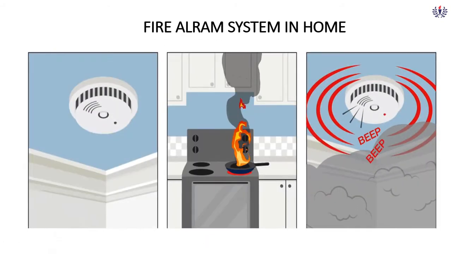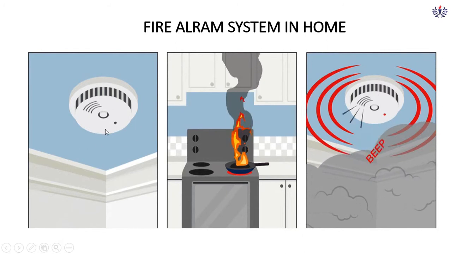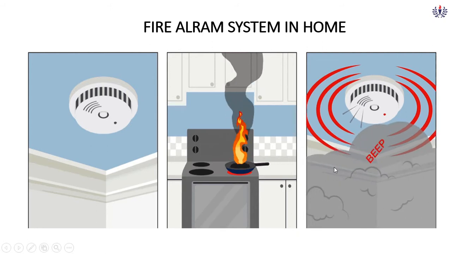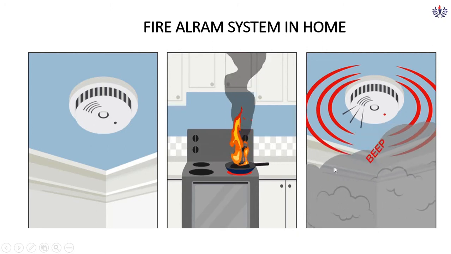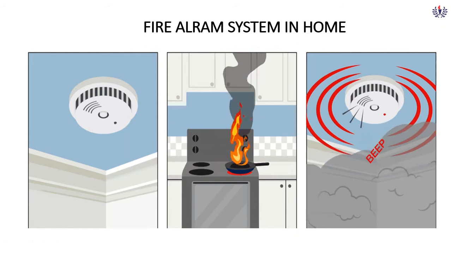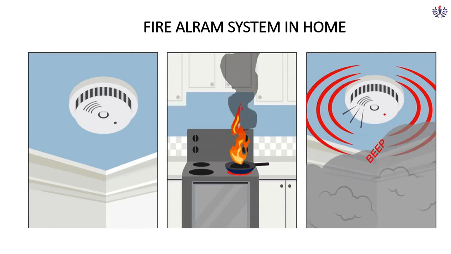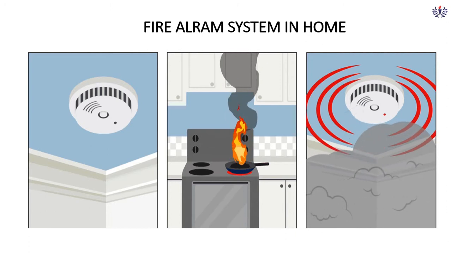So how will the fire alarm system in a home work? This is an arrangement. You can see the fire alarm system over here. In case of any fire and smoke, it will be detected by the sensor which is installed on the top, and it will produce a beep sound. So it gives an alert message to us so that we can easily take precautionary action.